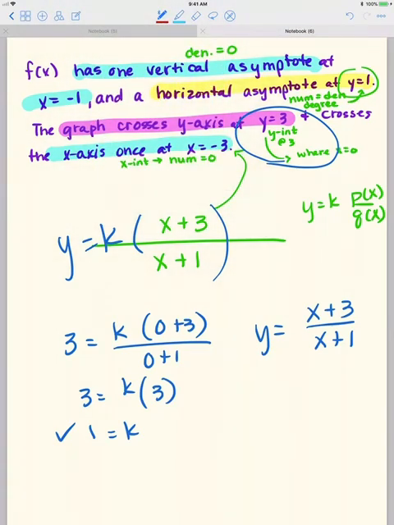It satisfies a vertical asymptote at -1. It satisfies a zero at -3. It satisfies the asymptote y equals 1. The degrees are the same, and 1 over 1 gives us our horizontal asymptote. So we satisfy all of those things that we need to for this function. So x plus 3 over x plus 1.